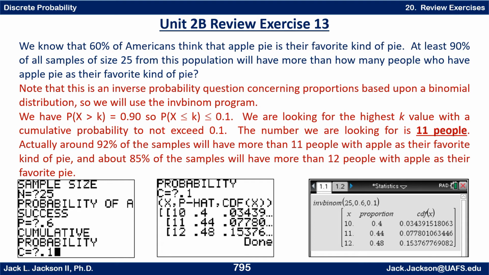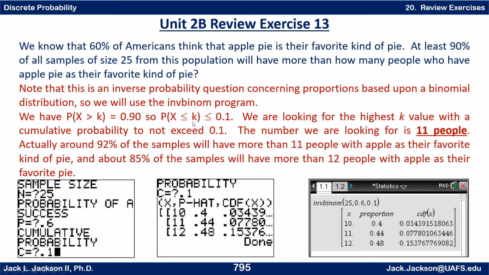And then what it will do, it will produce a portion of the table. So here are the X values, 10, 11, and 12. It's just a portion of the CDF. The CDF table really has going from 0 to 25, so it's a big table. Well, this will produce 3 lines from that table. These are the X's, 10, 11, 12. Here are the corresponding p-hats, the proportions, 0.4, 0.44, and 0.48. And here are the cumulative probabilities, 0.03 something, 0.0778, and 0.15376. It produces them in a little matrix here.